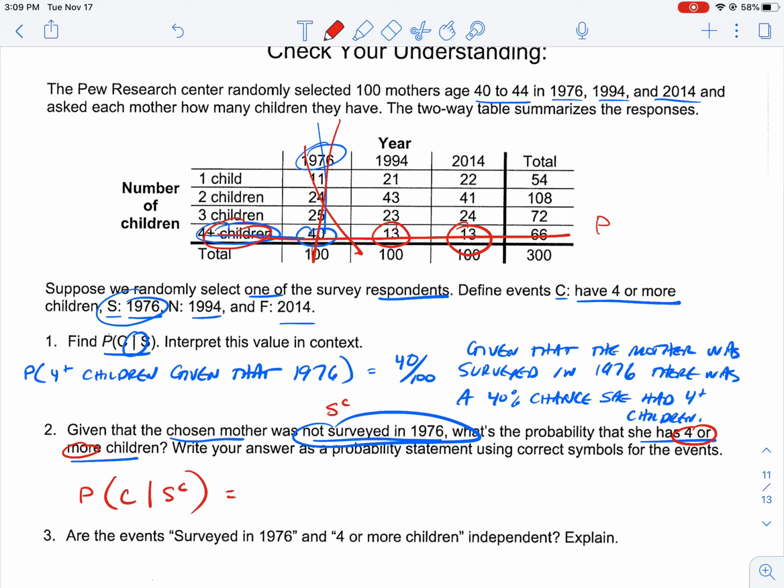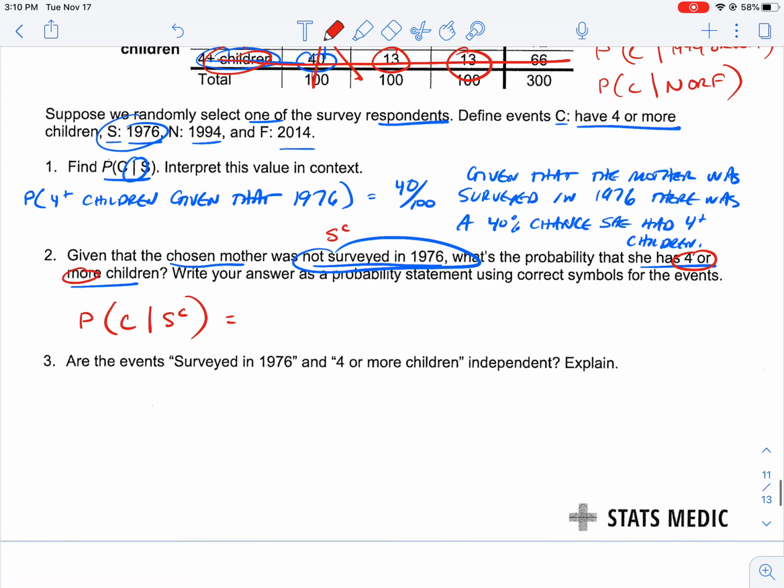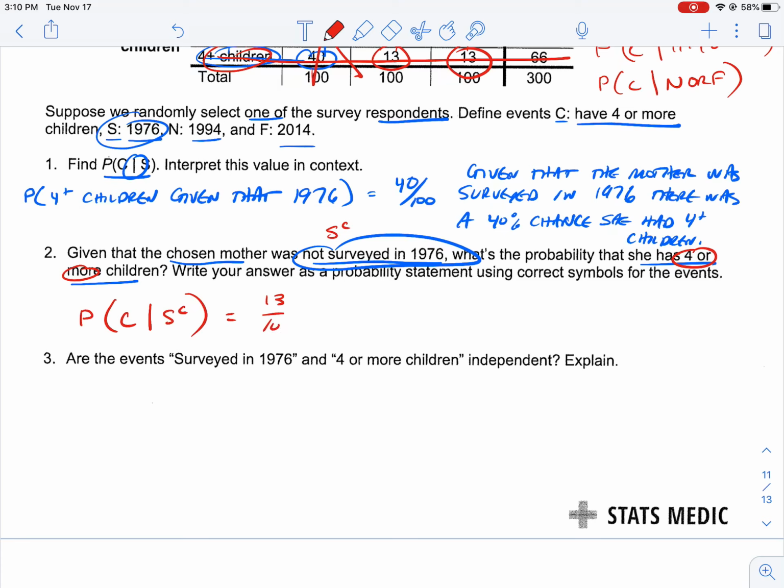So that's the probability of C, given that 1994 or 2014. And there's a way to write that, right? So the probability of C given that N or F. So I could sort of shorthand it like that. And that's going to be 13 over 100 plus 13 over 100, which is 26 over 200, or equal to 0.13. Again, I'm giving that in an unreduced fraction to remind ourselves of how many people we actually asked. So actually it's 200, right? So that would be 0.13 there.